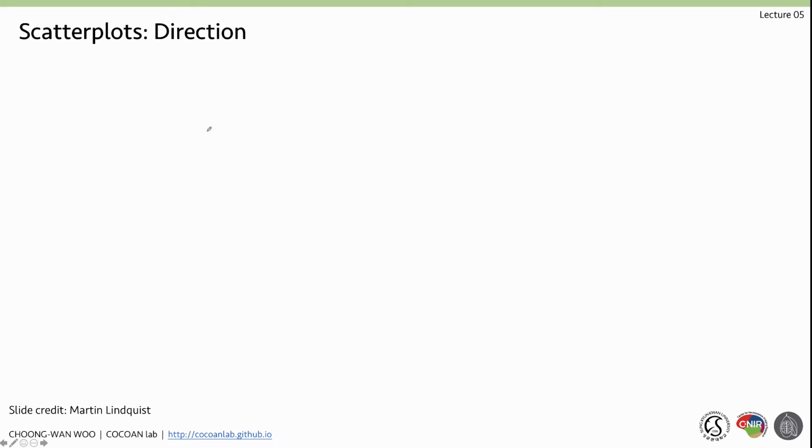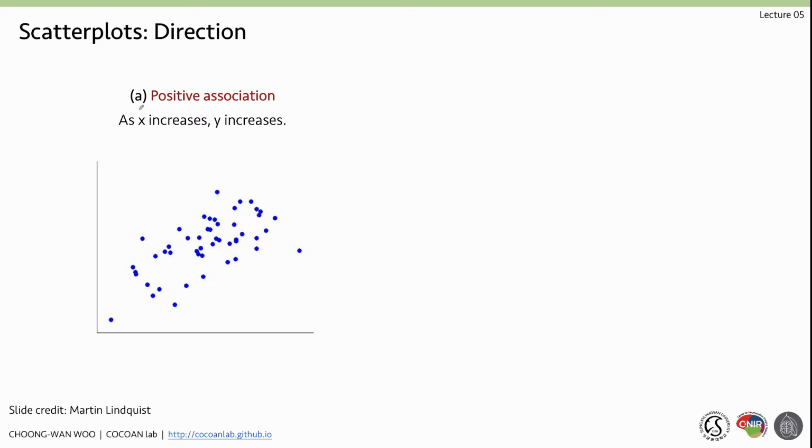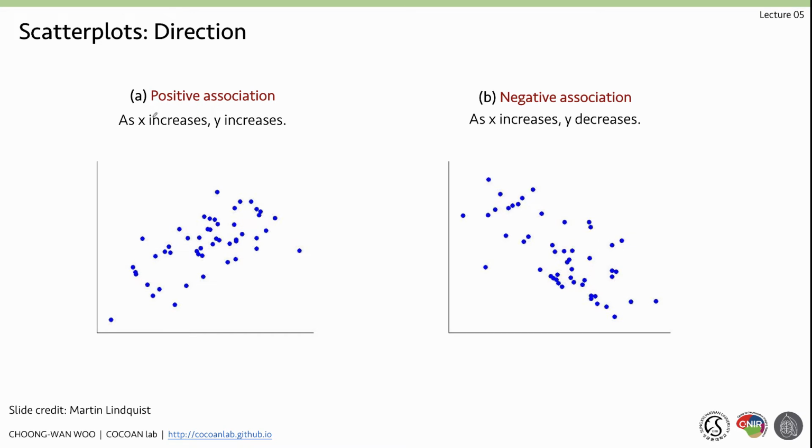So the first one is direction. There are positive and negative directions. For the positive association, as x increases, y also increases. So it shows this direction, okay? And for negative association, as x increases, y decreases. Then the shape is like that. So this direction.